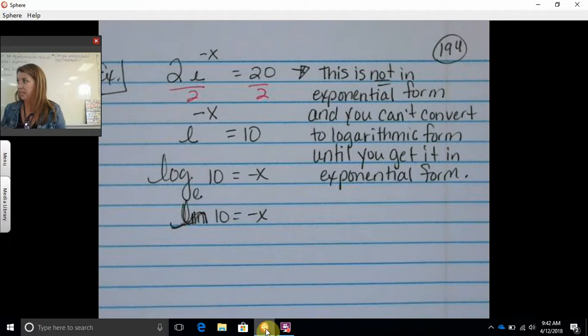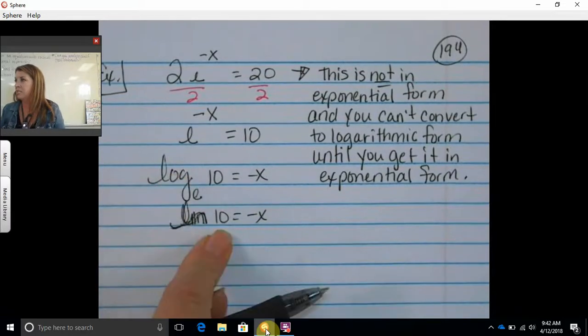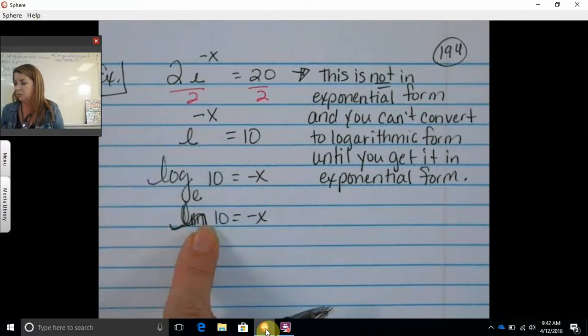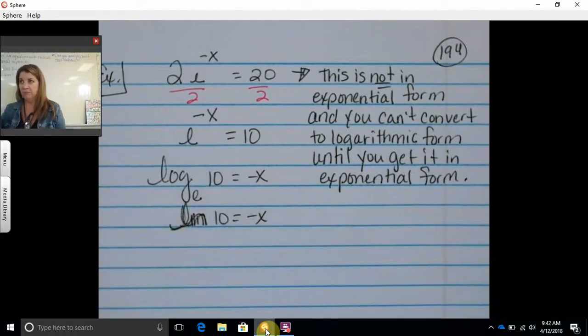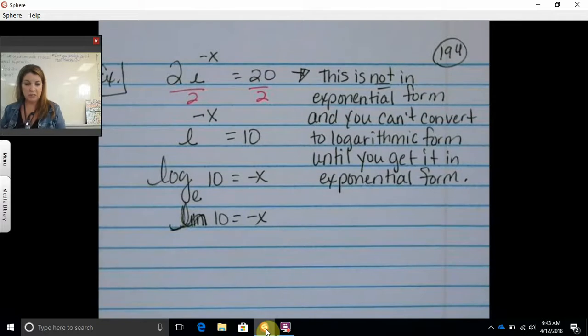Natural log of 10 equals negative x. What I was saying was, I just do this step so I don't confuse myself. You know what I mean? But you could just go straight to the natural log of 10 equals negative x. Because I like to follow the same order each time. So I like to do this step, then do this step. So what are we going to do next?